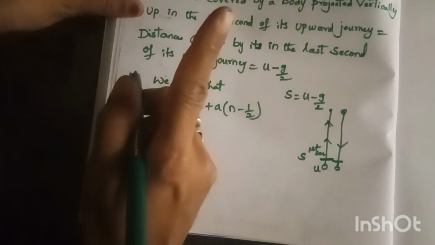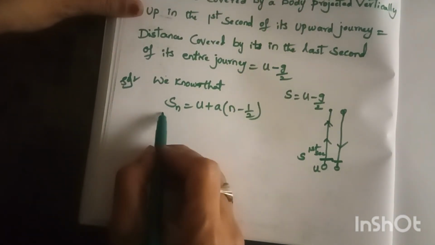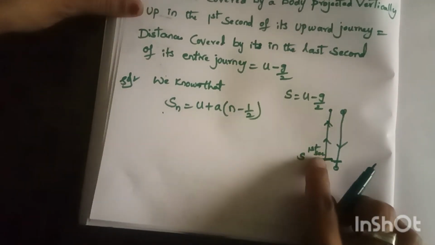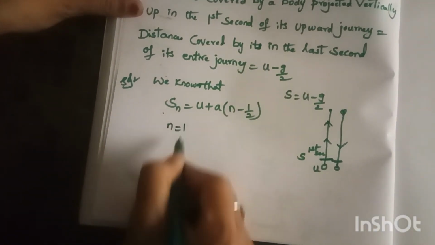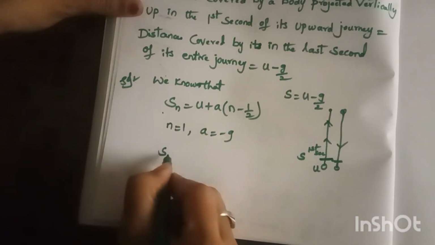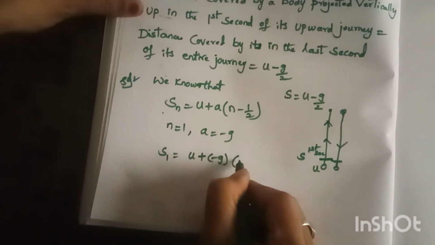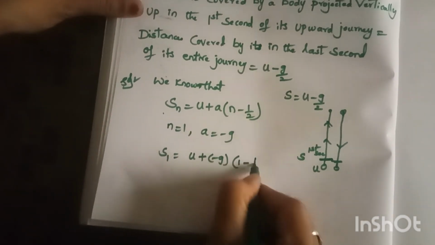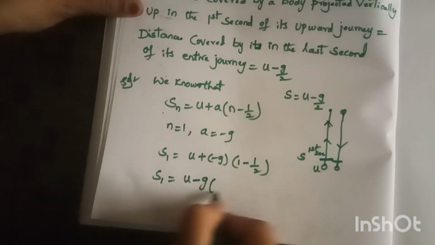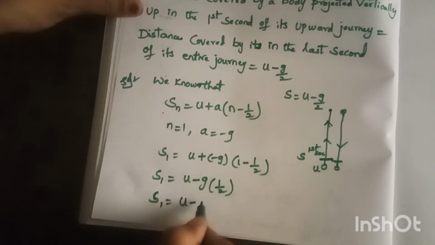We know that for the first second, second second, or the last second, the formula for the distance will be Sn equals to u plus a into n minus 1 by 2. They said first second means n equals to 1. For upward journey, a equals to minus g. Substitute here. S1 is equal to u plus of minus g into 1 minus 1 by 2. S1 is equal to u minus g, 1 minus 1 by 2 will be 1 by 2. So S1 is equal to u minus g by 2.